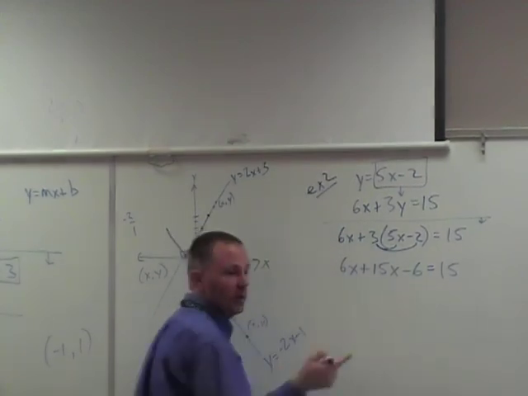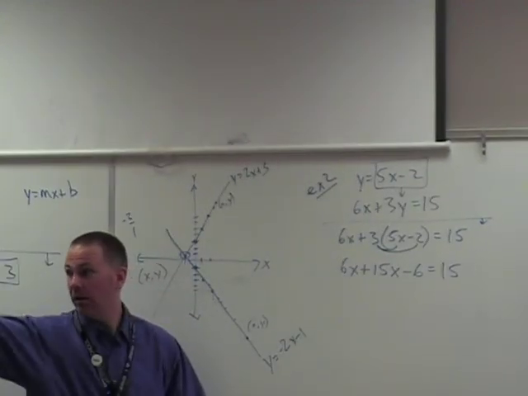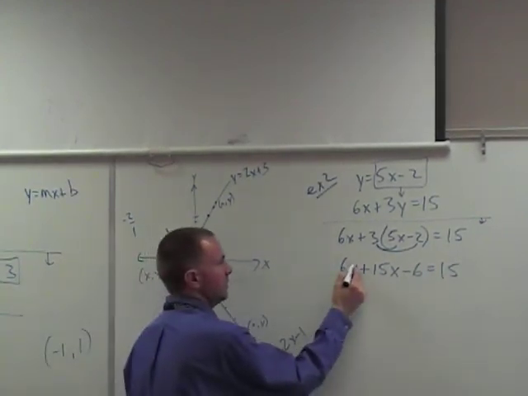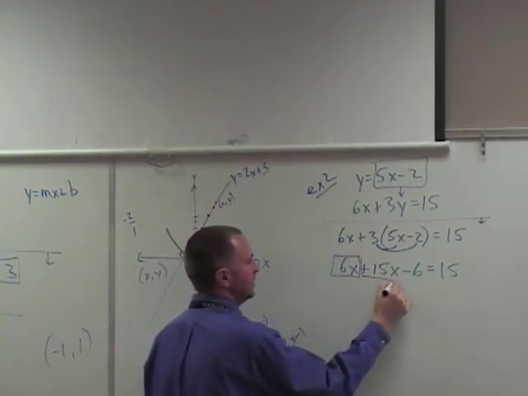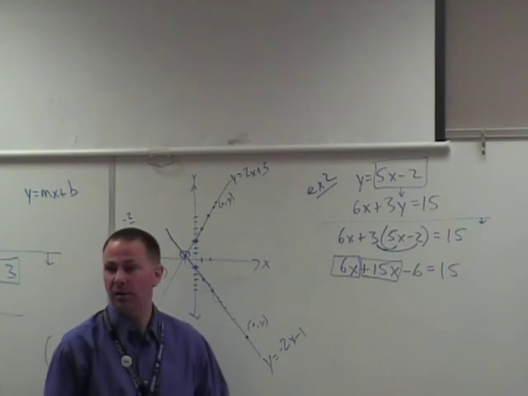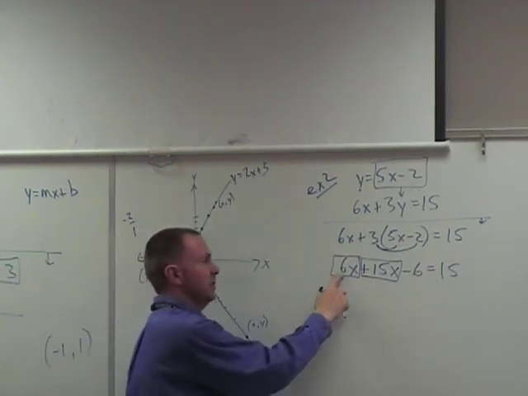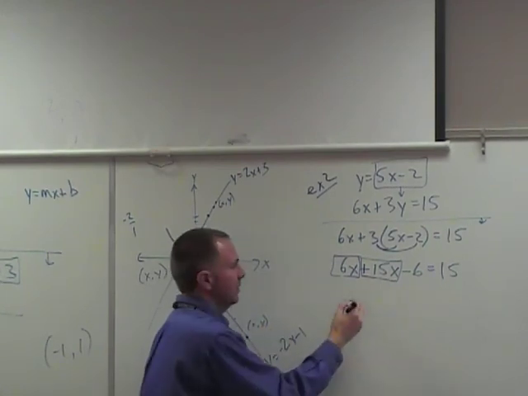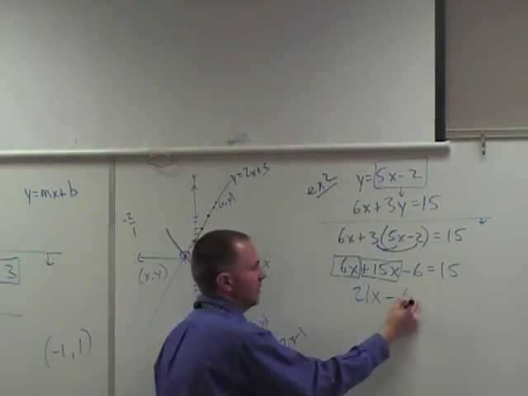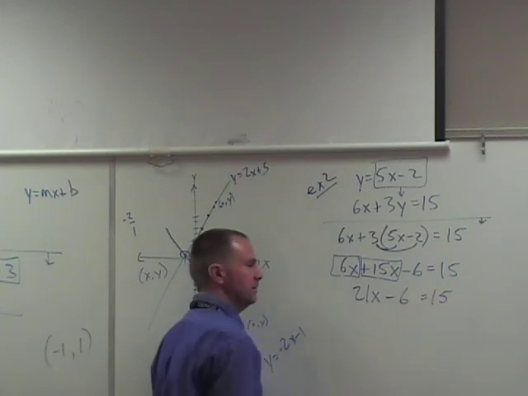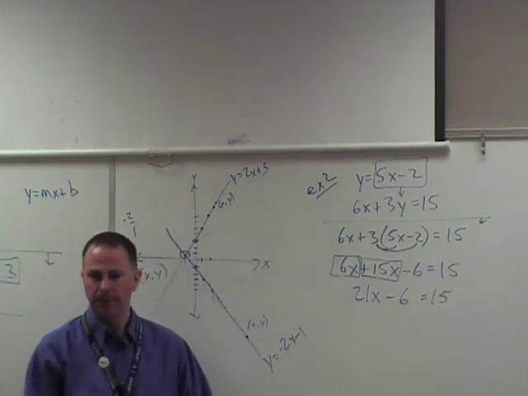Okay, so what do I do now? Combine like terms. Well, there's a 6x, there's a plus 15x. They're on the same side of the equal sign, right? So I just add those together. Positive 6 and a positive 15 is? Okay, so that's 21x. I still have the minus 6 and the 15. Now what?